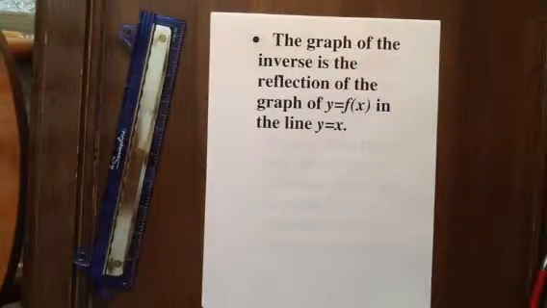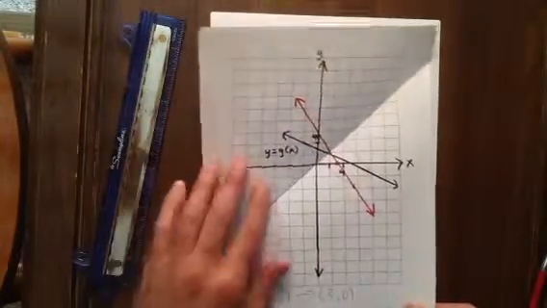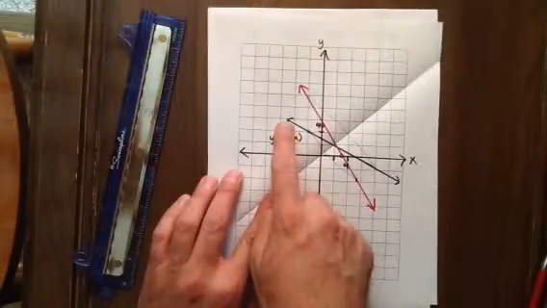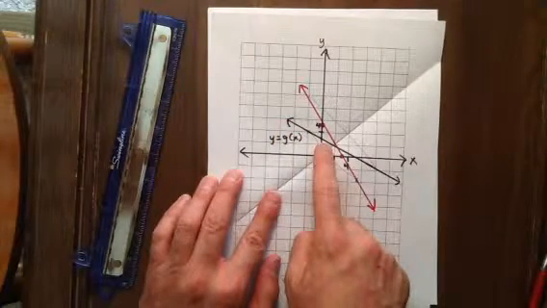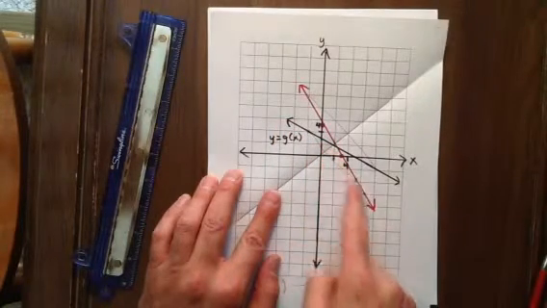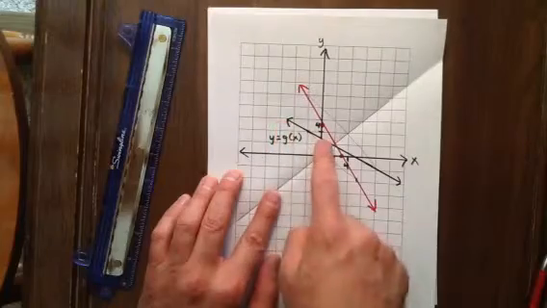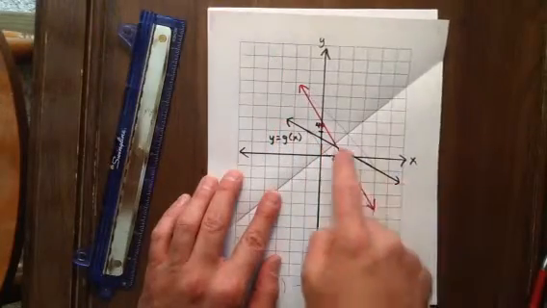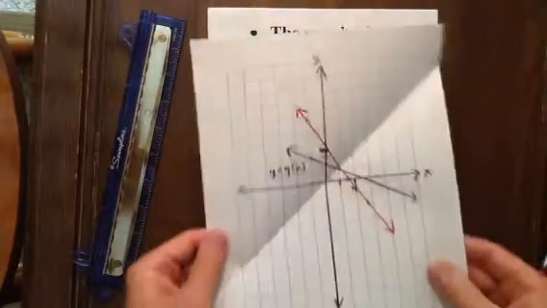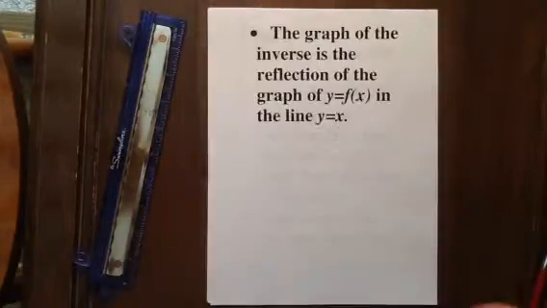And if you, again, want to do the trick where you fold along the line, just imagine that if the black line could somehow, when folded over, leave a red mark, this black line would leave this red mark, and this black line would leave that red mark. Okay? It's a reflection in the line y equals x.